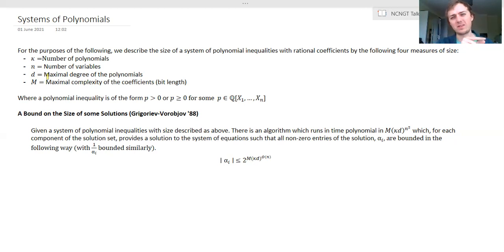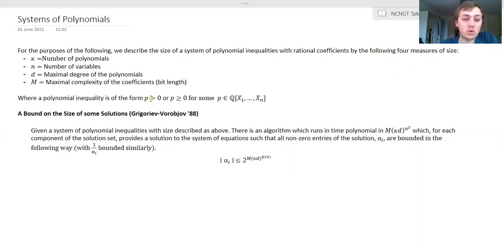So x squared y, that's degree 3, for example. And then the maximal complexity of the coefficients. The coefficients are going to be rational numbers, as you can see here. And so the complexity of a rational number is just the bit length of the numerator and the denominator. So 90 divided by 91, that's like whatever log2 of 90 is plus whatever log2 of 91 is. That's the complexity of the coefficients. Okay, so if we can bound all of those things, then we have a sort of bounded size system of polynomials.